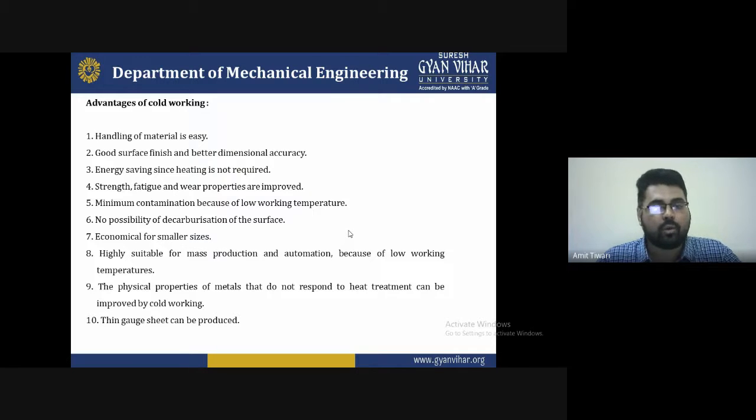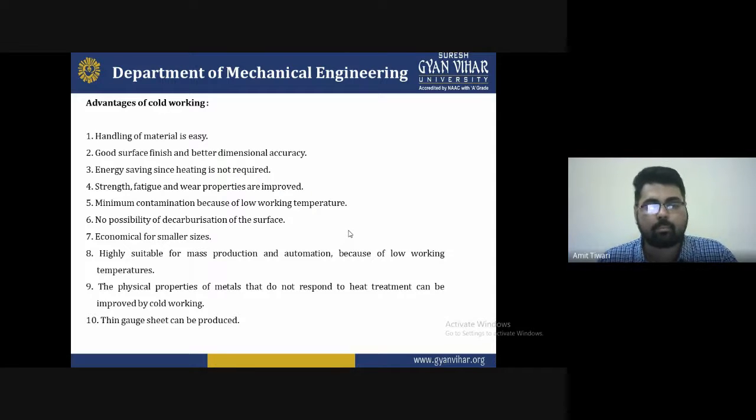Seventh, economically it is used for small sizes, because it is easy to understand, easy to build or fabricate the material, or increase the quality of the material, which economically is very easy. Eighth is highly suitable for mass production and automation, because of the low working temperature.